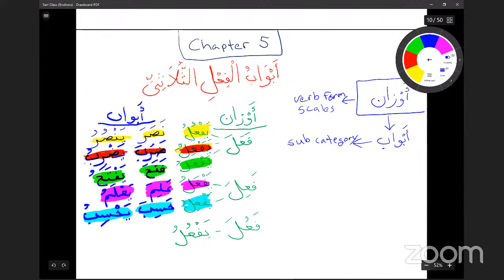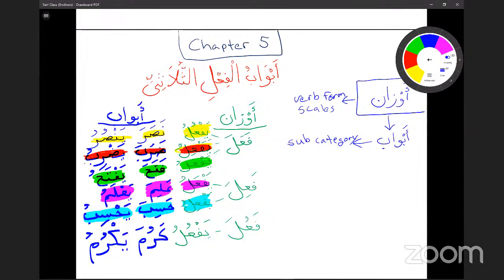So we have one. فعل يفعل has one bab, which is كرم, which means to be generous. كرم يكرم. And we'll leave that one blank. So we have 6 abwab: نصر ينصر, ضرب يضرب, فتح يفتح, علم يعلم, حسب يحسب, كرم يكرم.